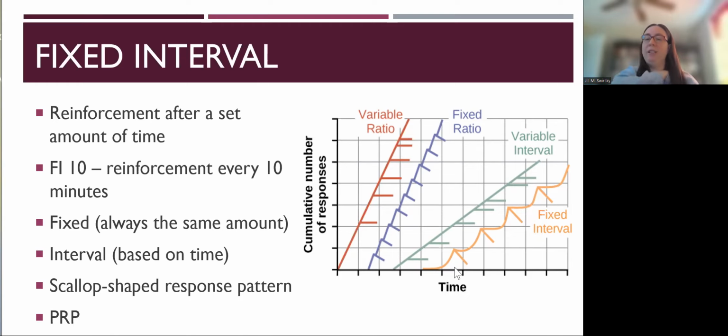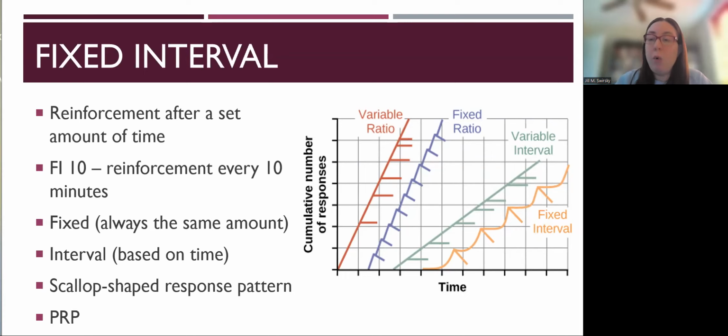Trial begins, the timer is set for 10 minutes. The child can answer questions as many times as they want, but until the timer goes off, they're not getting any candy. Once the timer goes off, as soon as they give a correct answer, they earn reinforcement. So reinforcement is based on time. We tend to see lower rates of responding. Why would you bust your butt responding when you know you're not going to earn the candy until that timer goes off? It's fixed because the amount of time is always the same, and it's interval because it's based on the amount of time that goes by, not the amount of responding.